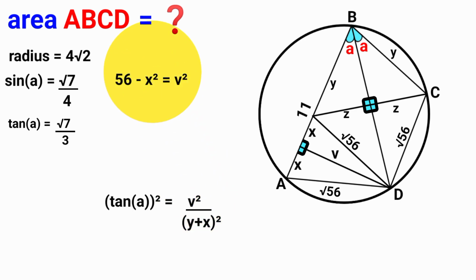Now from here, 56 minus x squared equal to v squared. That is, v squared equal to 56 minus x squared. So this v squared is 56 minus x squared.